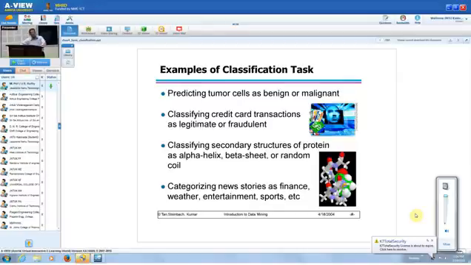That's what we are going to check. Classify secondary structures of protein as alpha helix and so on, and categorize news stories as finance, weather, entertainment, sport. Yes, these are a few examples where we use classification. Next slide please.